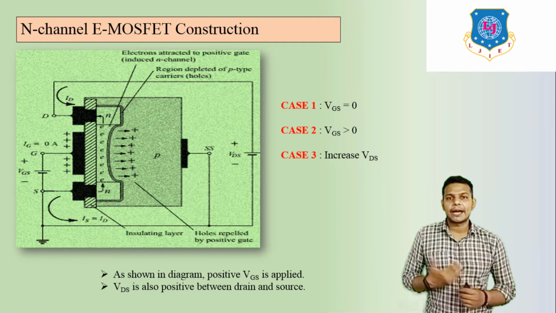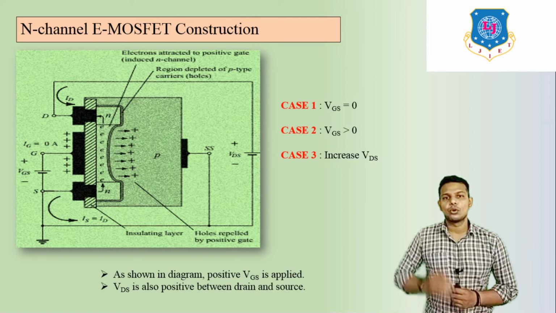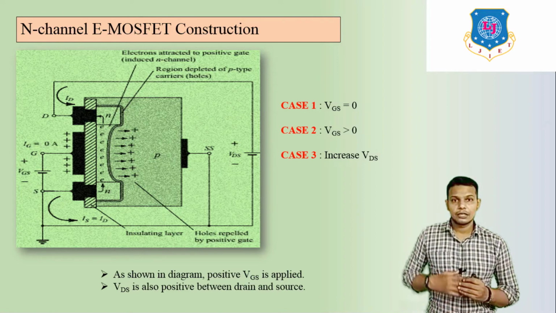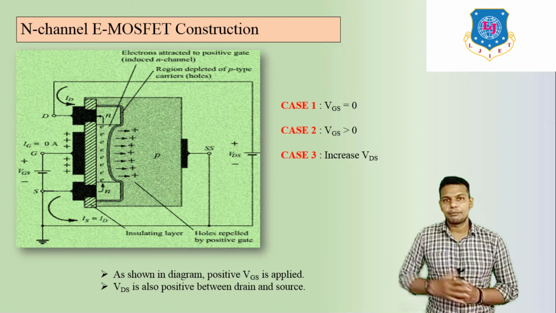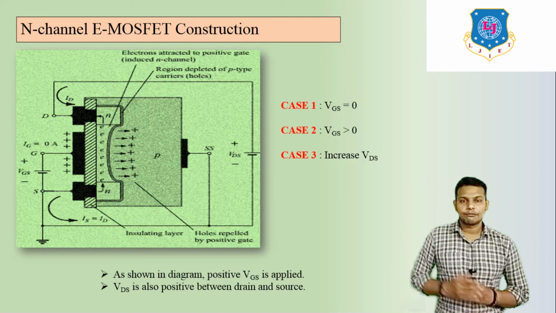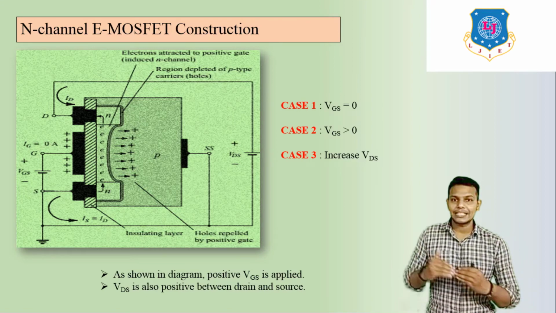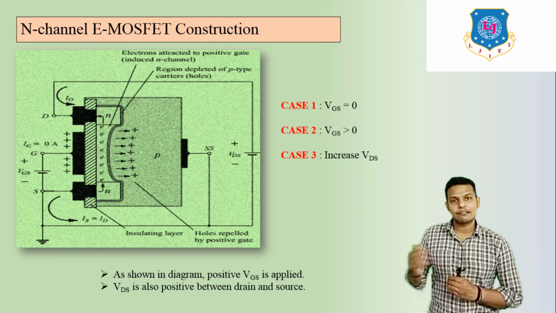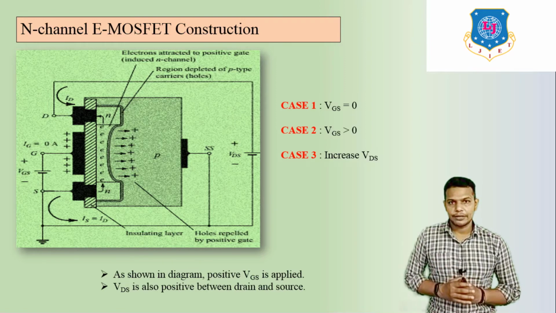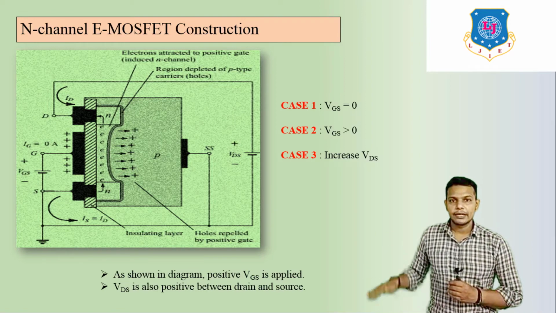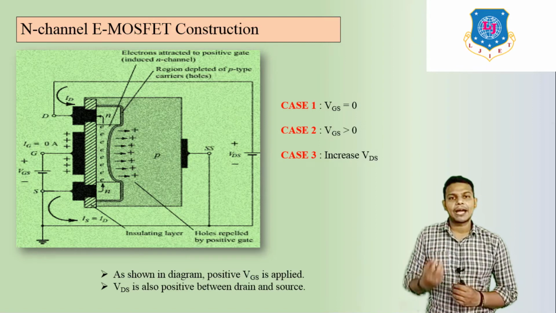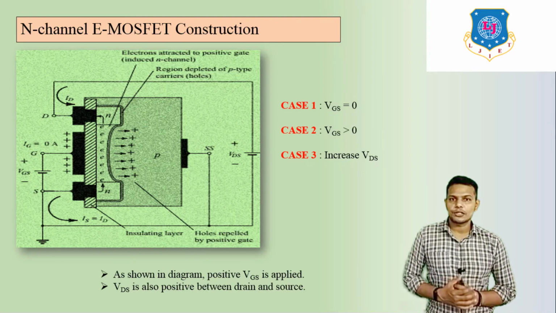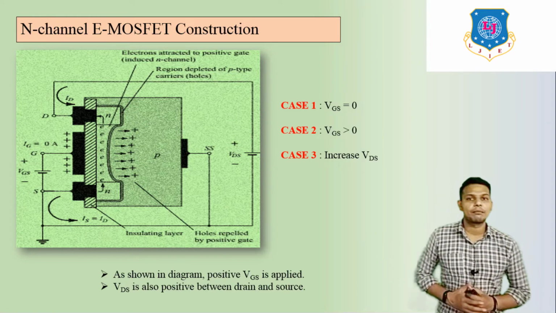So if we apply VGS equal to 0, at this time ID is equal to 0. This is totally the inverse of the previous one. We have seen that if VGS is equal to 0, ID is maximum in the D-MOSFET, but here in the E-MOSFET it is reverse. If you apply VGS equal to 0, your drain current ID is also 0. So this is case number 1.